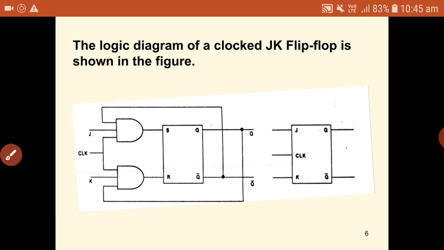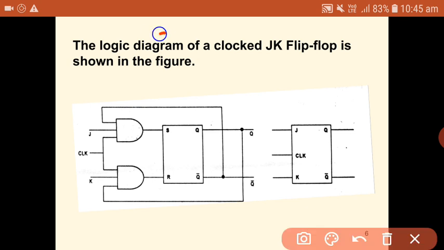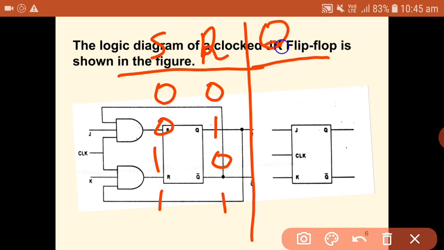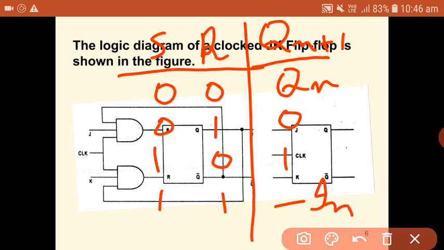Now we will see the operation of this. You already know the truth table of SR flip-flop. If you consider S and R inputs: 0 0, 0 1, 1 0 and 1 1. For the 0 0 combination, Qn plus 1 will be equal to Qn itself. There is no change in the output. For 0 1 the output will be 0, for 1 0 the output will be 1, and for 1 1 there is no output, that means the output is invalid.